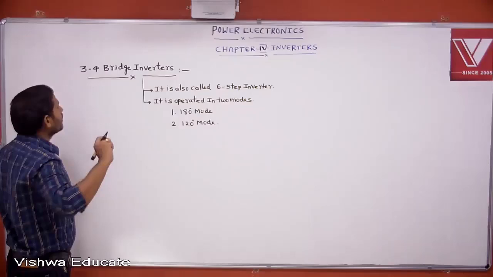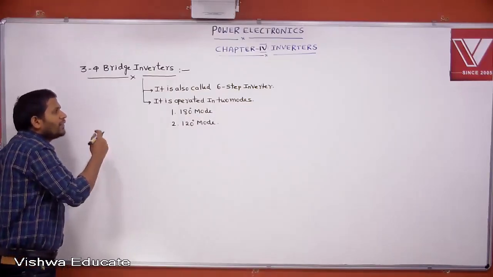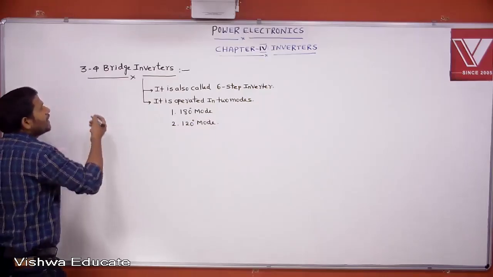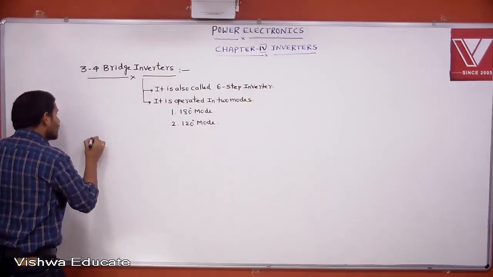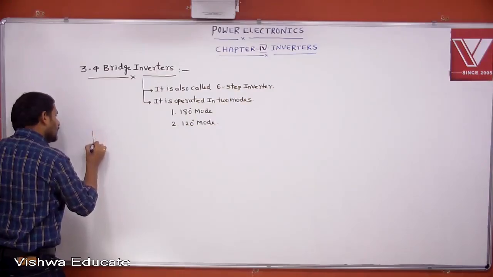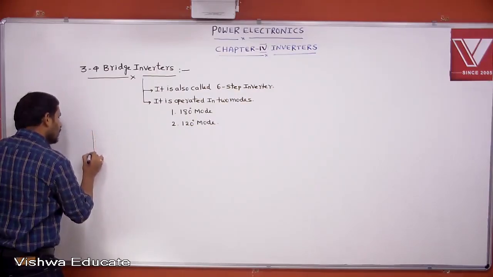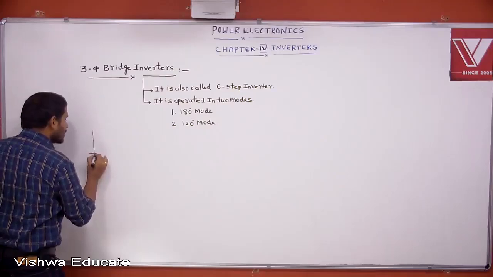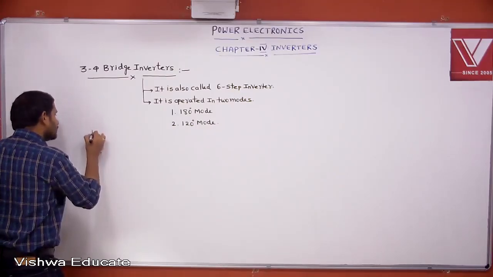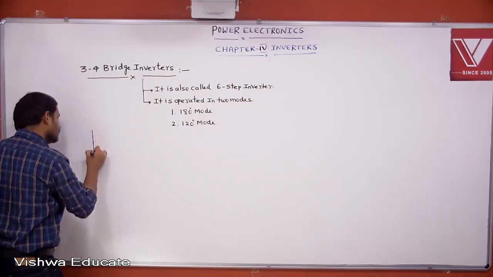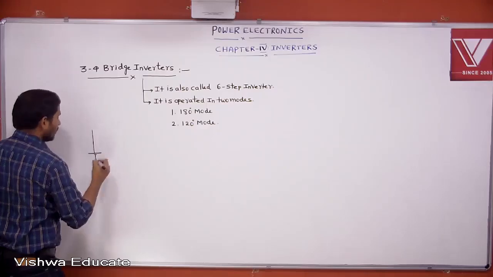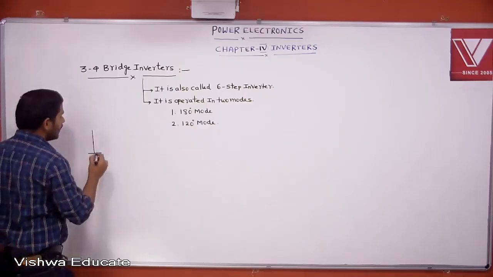First, we will draw the three-phase bridge inverter circuit. Yes, this is three-phase bridge voltage source inverter. That means input is voltage source. Parallelly draw the circuit, all of you. Input is voltage source.